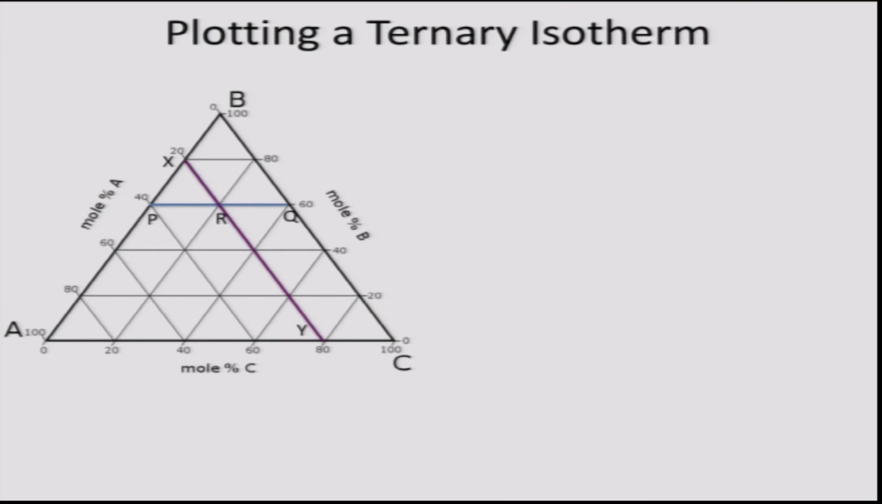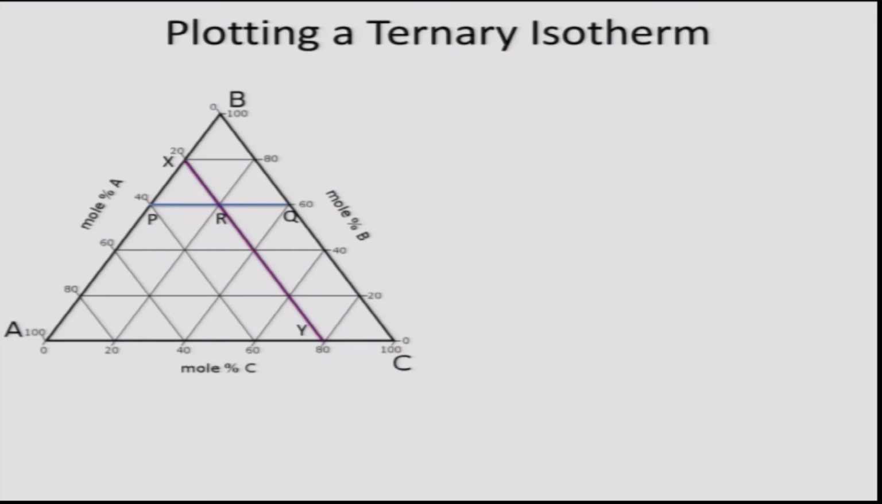Note that any line parallel to an edge represents a constant concentration line for the element which is opposite to that edge. So, for example, if we consider line PQ, it is a line on which the concentration of B is constant.